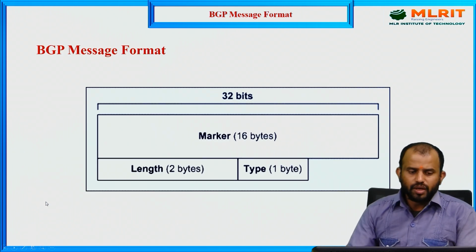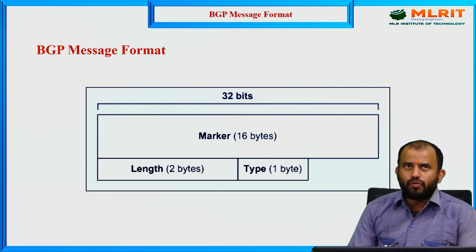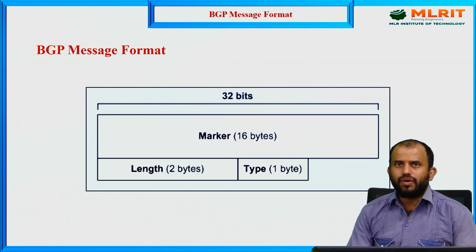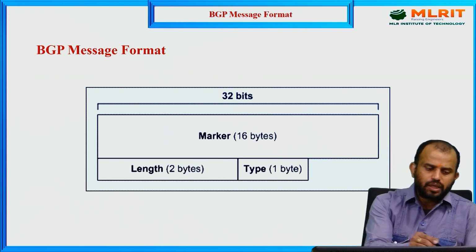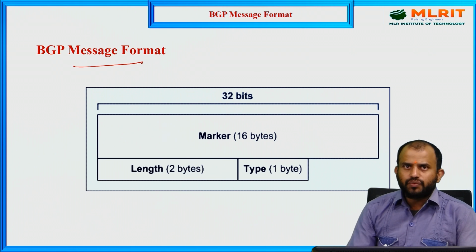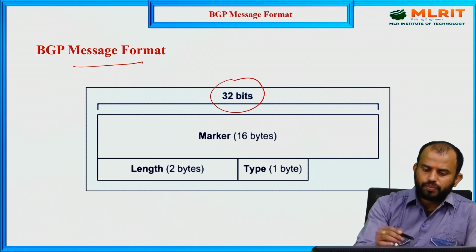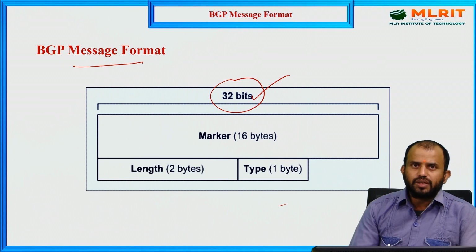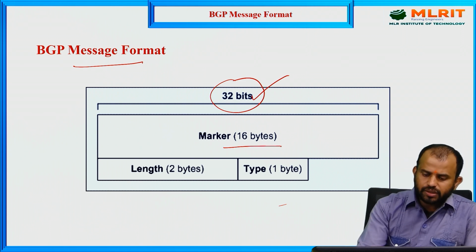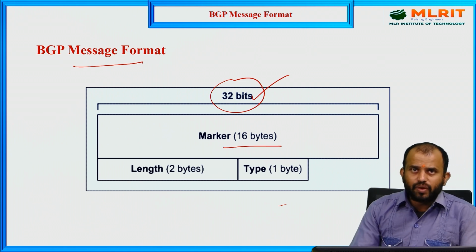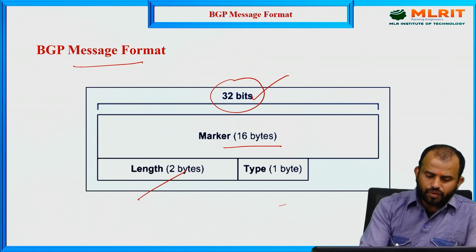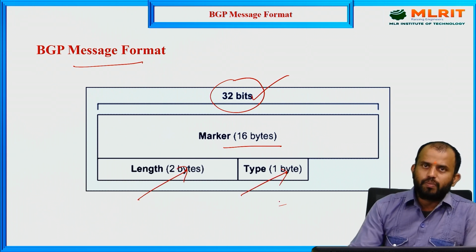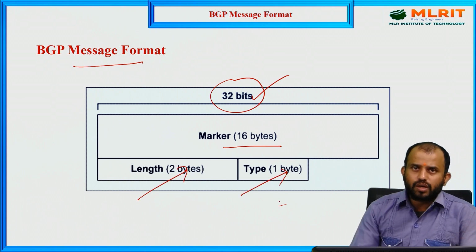That kind of information we get is what we call a notification situation. But while establishing this, what kind of packet format or message format, what kind of packet structure are we using? That we call the message format. In the message format, the total length should be 32 bits. The total length of this BGP message format is 32 bits. In it, the marker should be a 16-byte value, the length of the value should be 2 bytes, and the type should be 1 byte. So what is meant by this length and what is meant by this type?